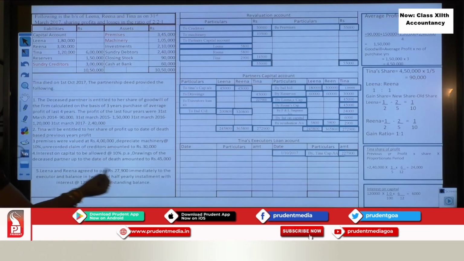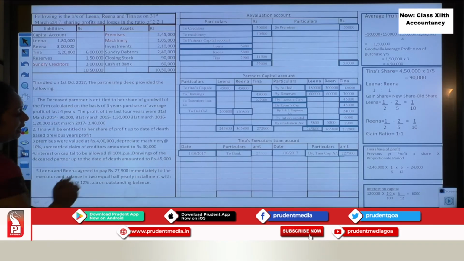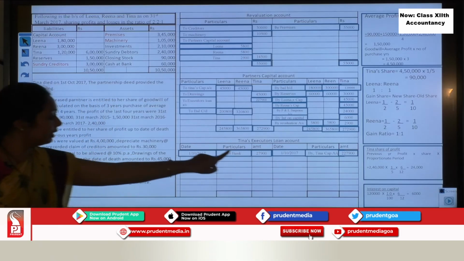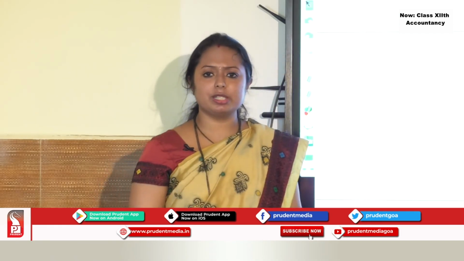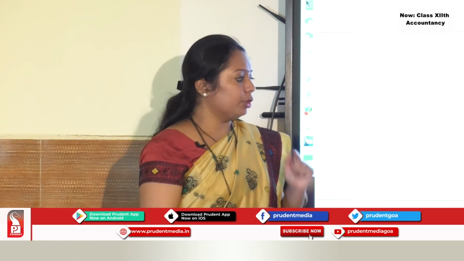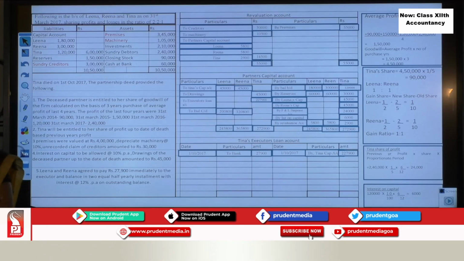So here you have 2,27,900. You are told the continuing partners have agreed to pay 27,900 immediately. So 27,900 is paid immediately. So your balance of the loan account will come down. So how much will be the loan? 2,27,900 minus 27,900. How much is the balance left? 2 lakh. Now you have to calculate the interest. What is the entry? Interest account debit to executor's loan account.